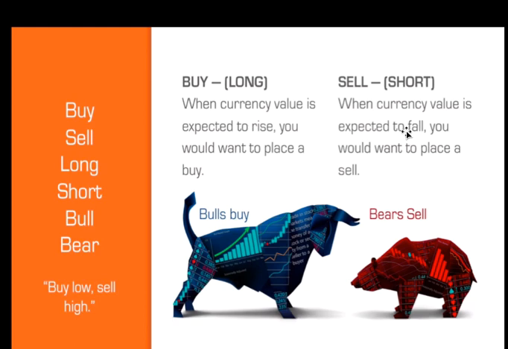And when you hear bull, bull means buy. A bullish market means a buying market, a market that's going upwards, while a bearish market means a market that's going downwards. When you hear the market is bullish today, it means it's been going upward. Euro USD has been bearish today, means it's been going downwards. So when the currency is expected to rise, you would want to place a buy. And when the currency is expected to drop, you're expected to place a sell.